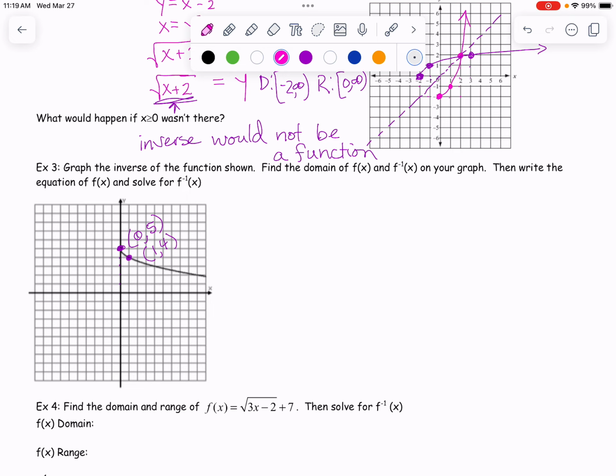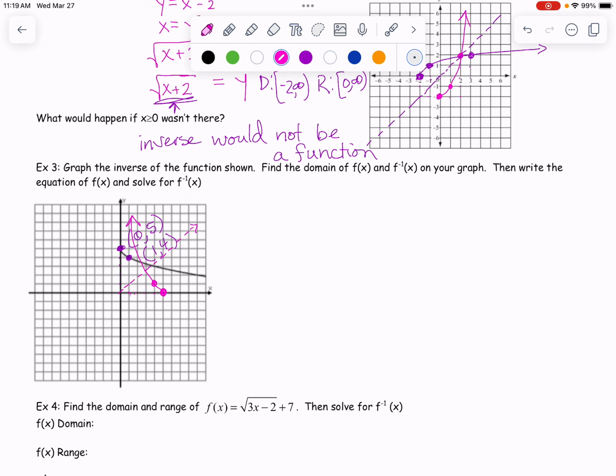We're going to flip the points. So (0, 5) becomes (5, 0). (1, 4) becomes (4, 1). And my graph is going to look like this. It's reflected over y equals x. This is a square root.